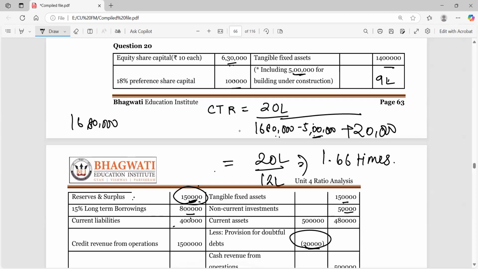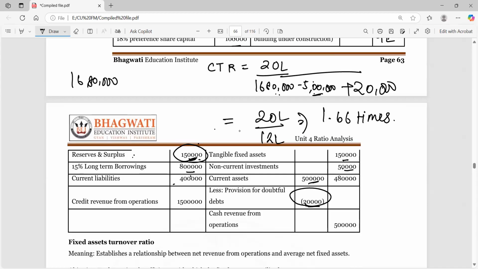1050, 11 lakh plus 5 lakh, 16 lakh minus 4 lakh. Same 12 lakh we are getting. Any doubt? You understood now the other way around? 12 lakh using the other method.